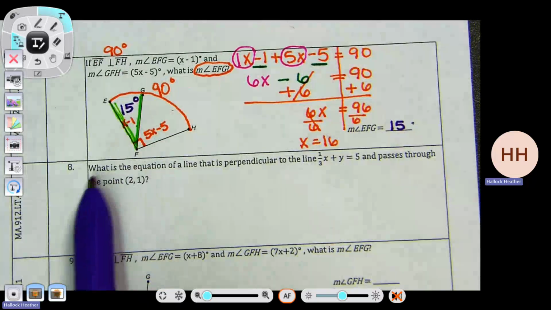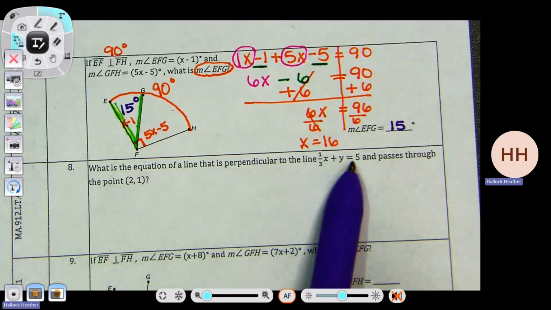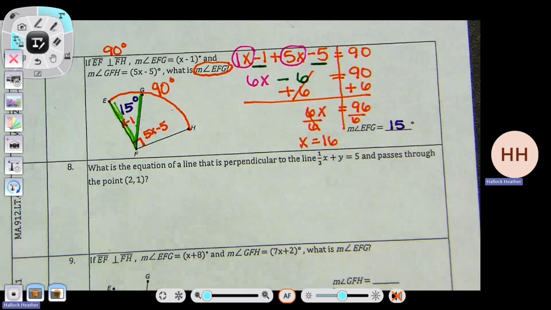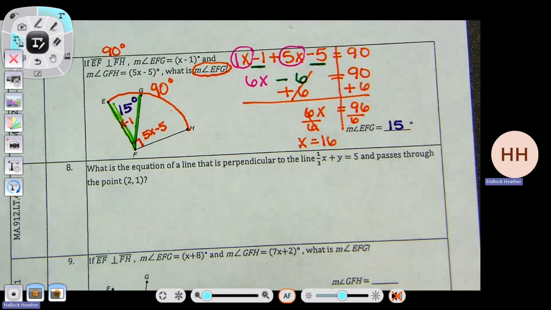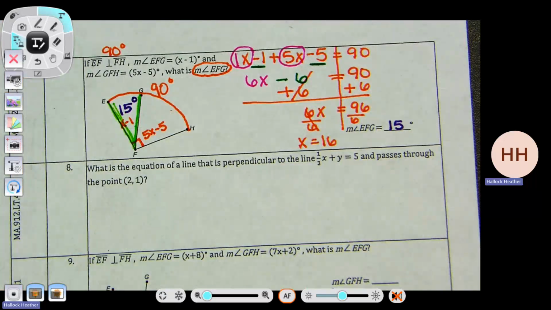Number 8 says, what is the equation of a line that is perpendicular to 1/3 x plus y equals 5 and passes through the point 2, 1? So I made an extra problem of number 6. This is another example of number 6 that we could practice more. I think this is the hardest problem on the test.